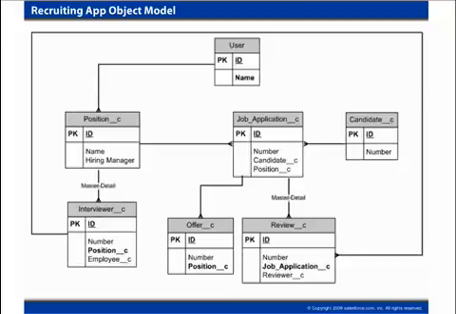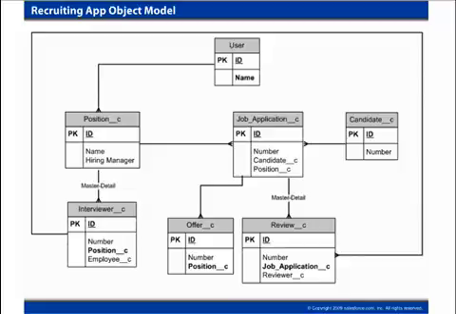One of the most important aspects of any application design is the object model. After several iterations with the stakeholders for the app, we determined that the objects we need to create and the relationships among them are as depicted in this object model. Most of the objects you see here should be self-explanatory. However, the job application object requires a bit of discussion.